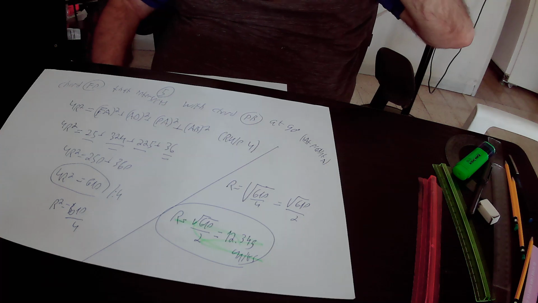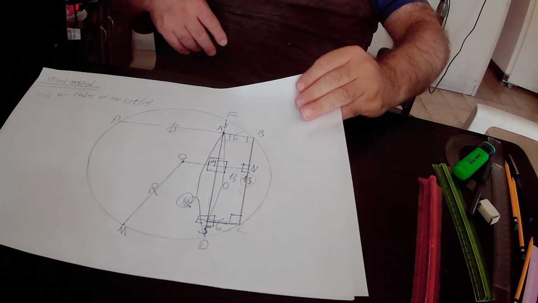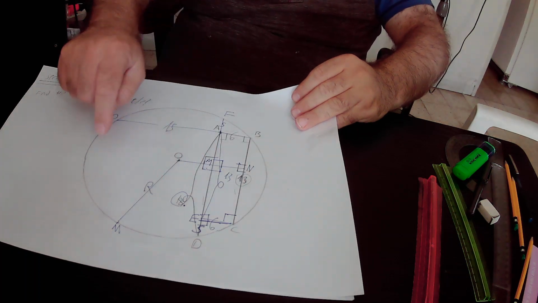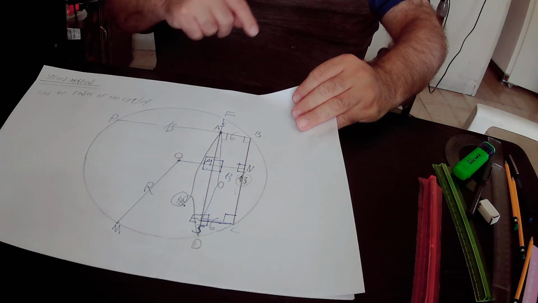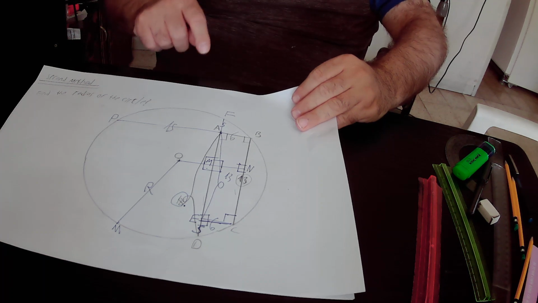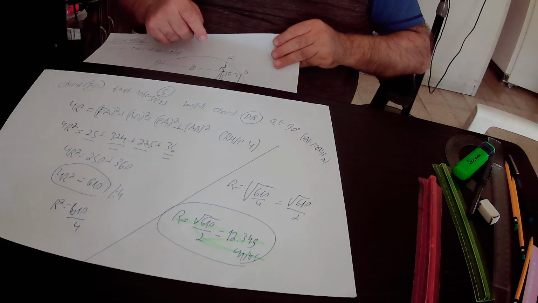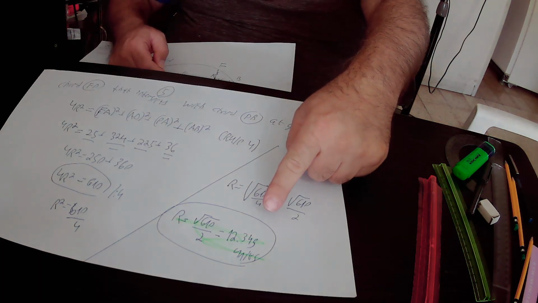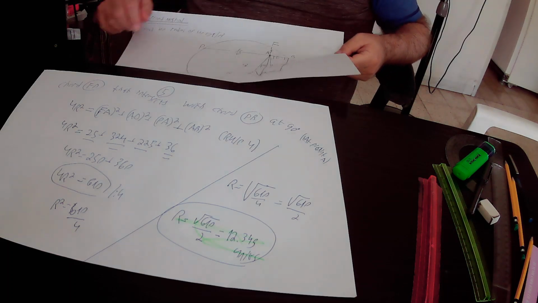over 2 units. So the radius of this circle equals the square root of 610 over 2 units, or in terms of numbers, it is equal to 12.349 units. Okay, thank you very much.